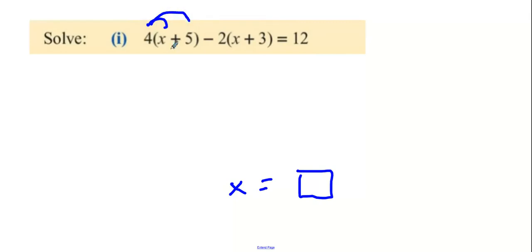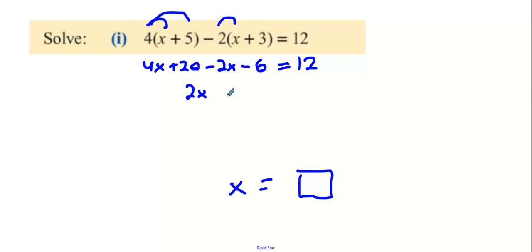Multiply out, because you can see the brackets. So it's 4 times x plus 4 times 5 is 20. Minus 2 times x is minus 2x. Minus 2 times 3 is minus 6. And all that equals 12. Next thing you're going to get is 4x take away 2x is 2x. 20 take away 6 is 14 equals 12.